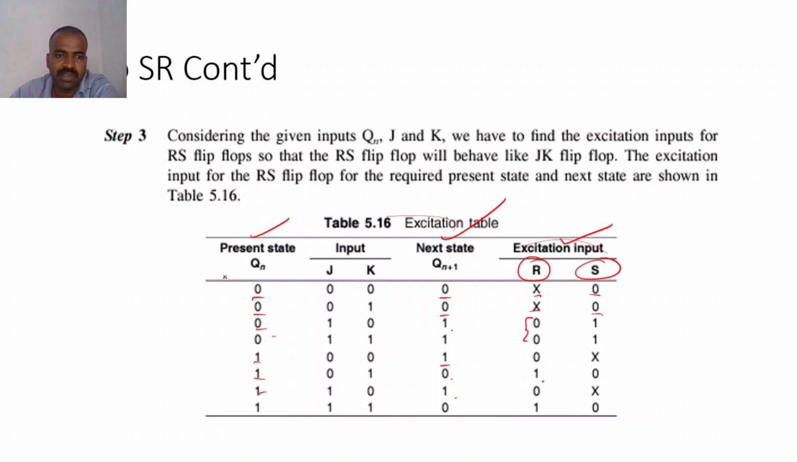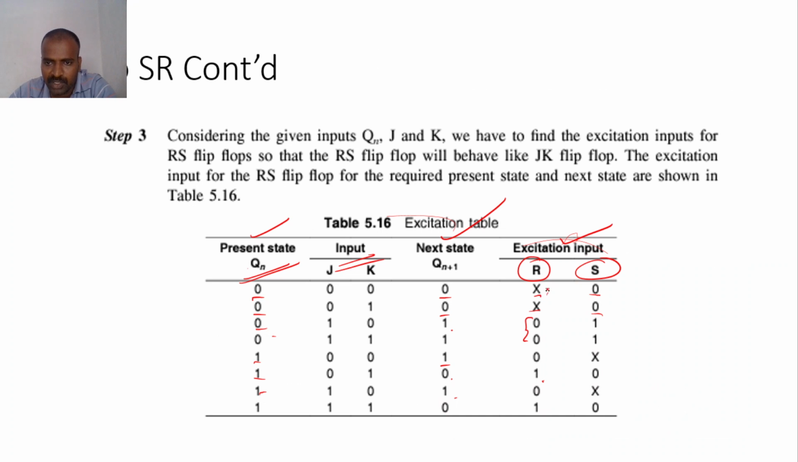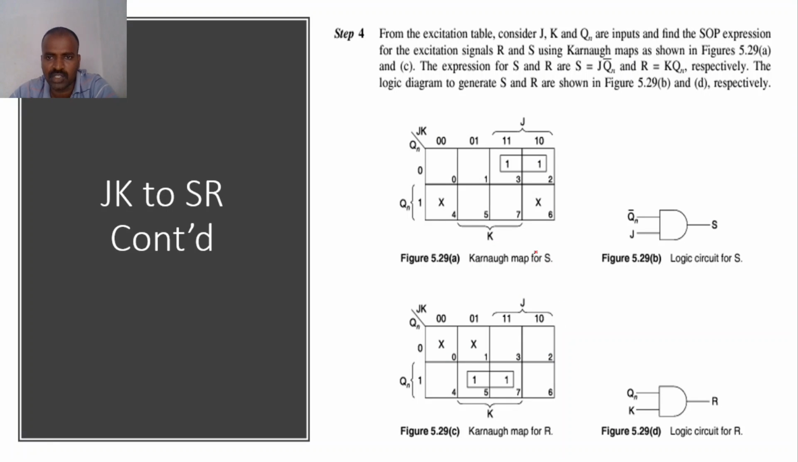While going for a K-map simplification, just consider the present state as well as the inputs. So the present state is a single variable Qn and the inputs are J and K. So totally three variables are there, so we are in need of a three variable K-map for finding the expressions of R and S. So have a look at this. Here R is filled in 4 places, and here the S is also filled in 4 places. This is for S, and here it is for R.